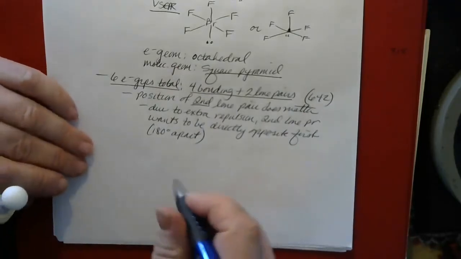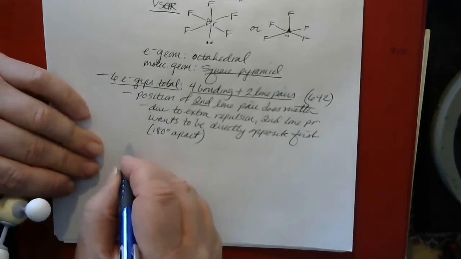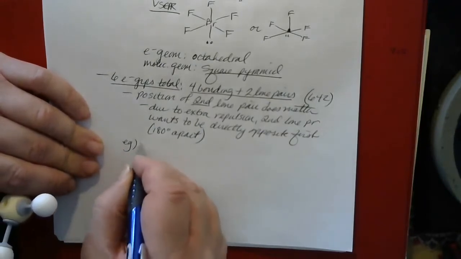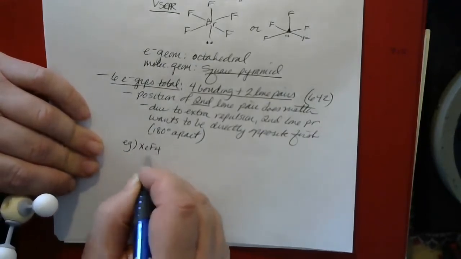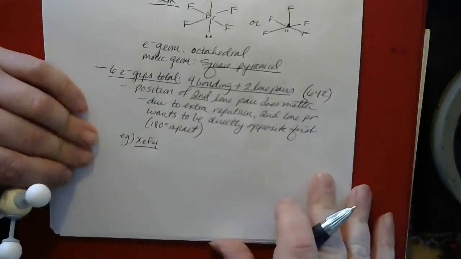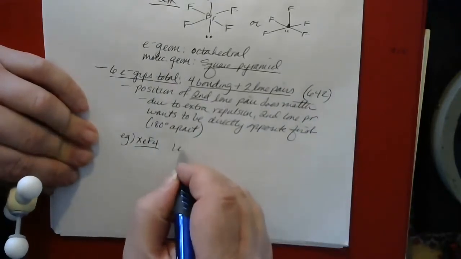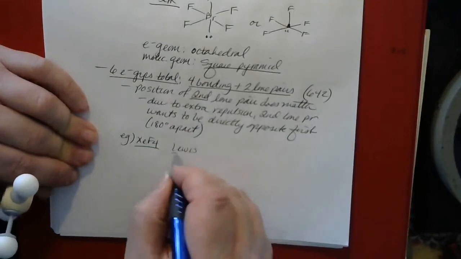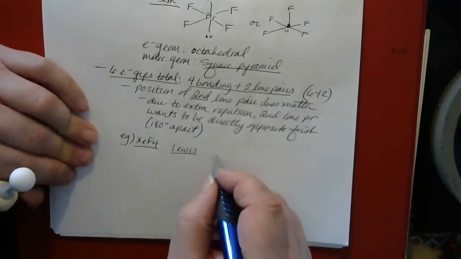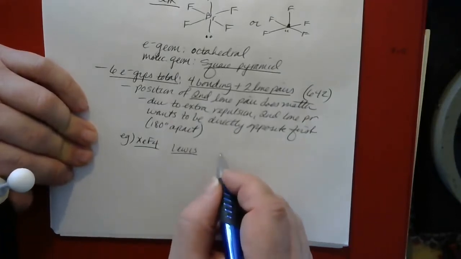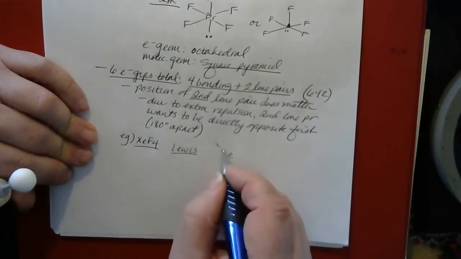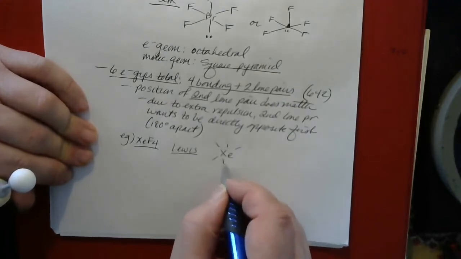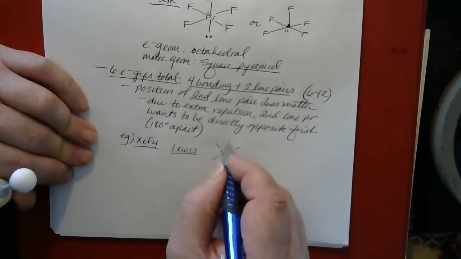So the Lewis structure of this example, actually XeF4 is a good example of this type of molecule. The Lewis structure would be something like that.